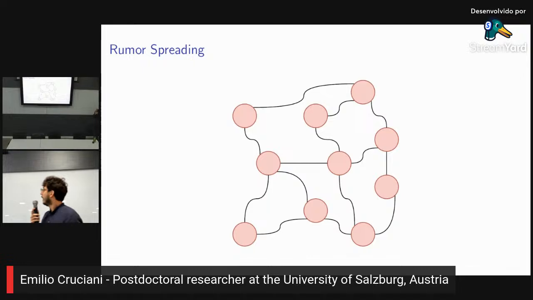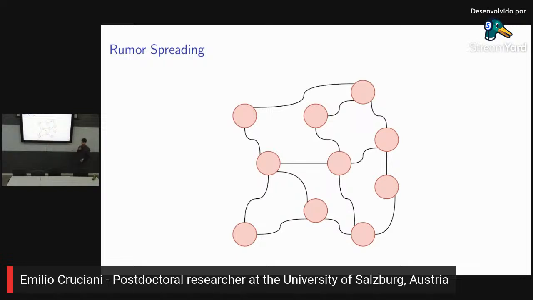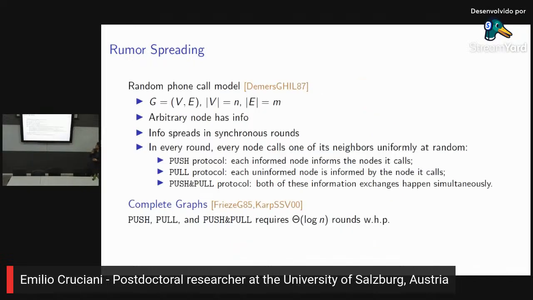Okay. So what we're interested in this problem is trying to understand how much time, so how the number of rounds it takes for the information to spread in the entire graph, as a function of the size of the graph or of some other characteristics of the graph. And in particular, the first results are about complete graphs. So every node is connected to all other nodes.